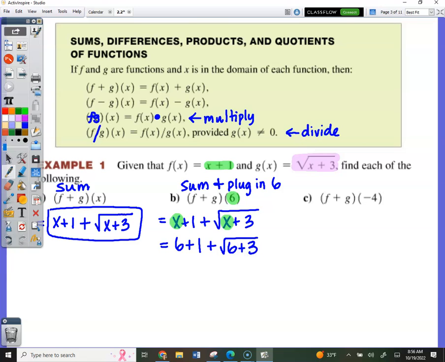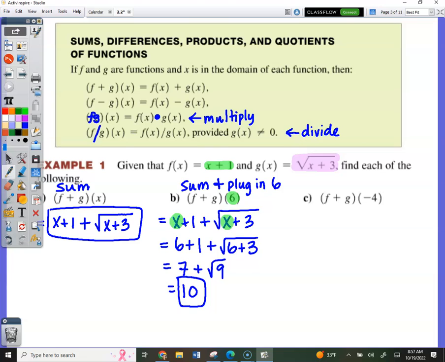And the nice thing is, at this point, you could type that in your calculator and get your answer. Or you could say, 6 plus 1 is 7. 6 plus 3 is 9, and what's the square root of 9? 3. So this is 10. Notice your answer does not have x. That's because it wasn't of x, it was of 6. Over here, your answer had x because it was of x. So you may want to make a note that when it's of x, your answer should have x.